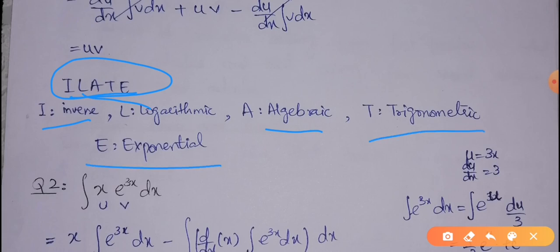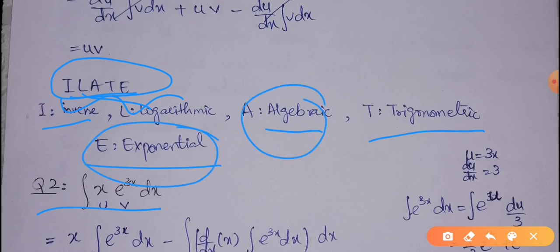So whenever we have a product of two functions, come to the expression ILATE and choose the function that comes first as u. For example, in question number 2 of the exercise, we have the integral of x e power 3x. So we have an algebraic function and an exponential function. The function that appears first in this expression is going to be chosen to be u. So we will choose the algebraic function, that is x, to be u, and the second function will be v.